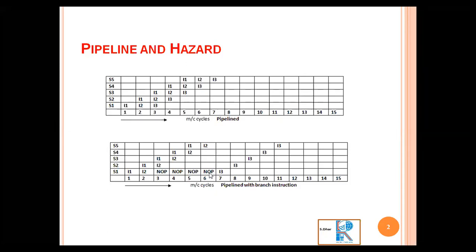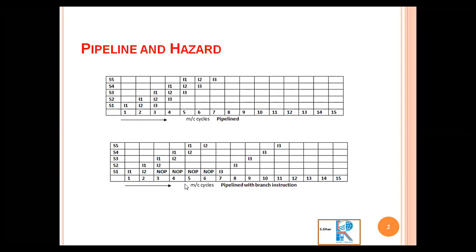That means this is the penalty. Here, this place and all are NOPs. That means no operation. That means the processor cannot start any other instruction until the final address is determined by the branch instruction. And you know that the final address is only determined at the last stage, that means the memory write stage or the S5 stage here.